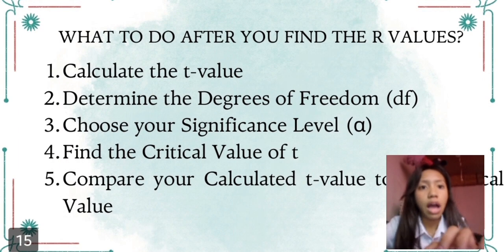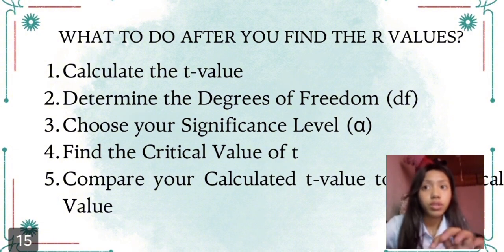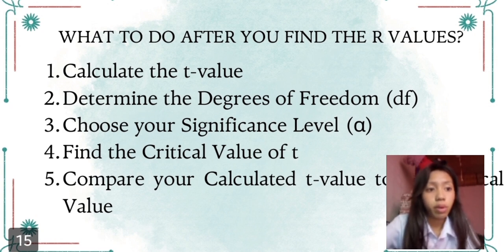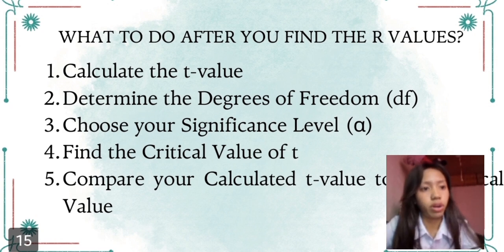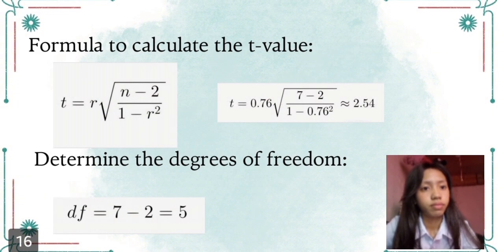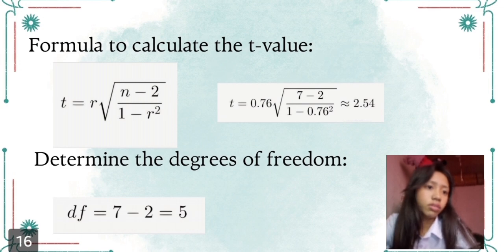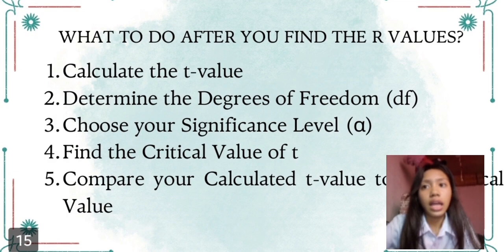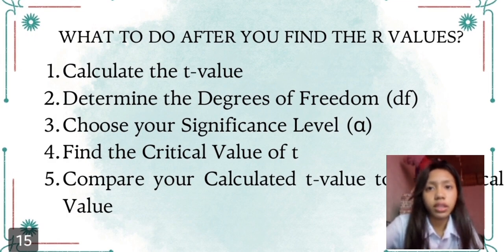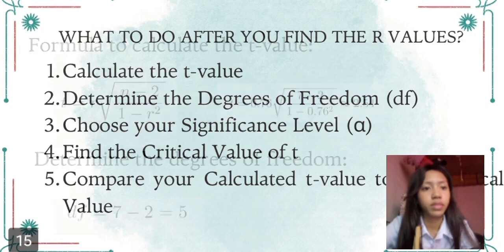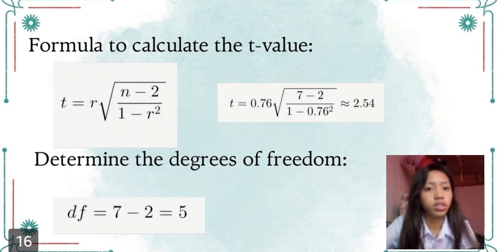So what to do after you find the R values? First, we need to find the t value using a formula, where the t value of 0.76 is 2.54. This is the formula to calculate the t value. Next, we find the degrees of freedom, which is done by subtracting 2 from the sample size, which is 7, resulting in 5. This is the solution.